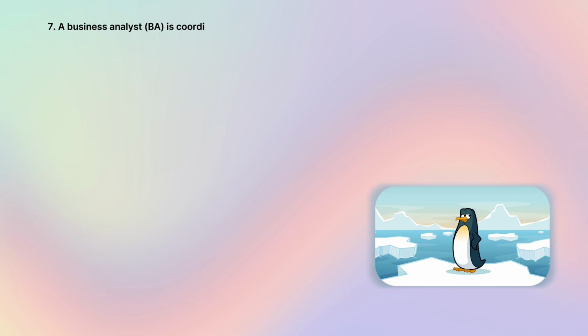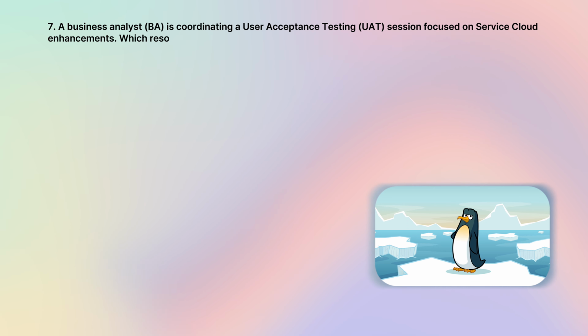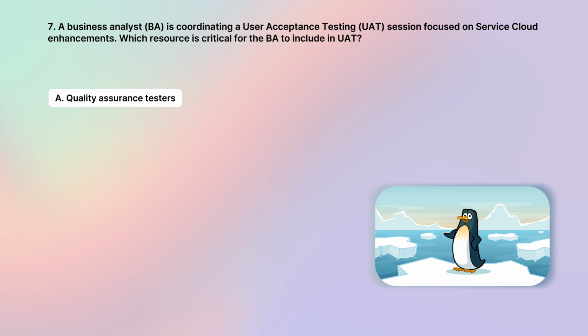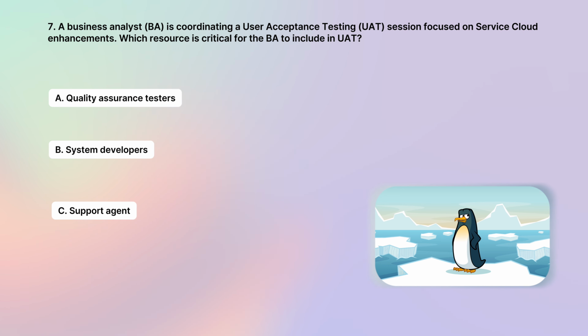Question 7. A business analyst, BA, is coordinating a user acceptance testing, UAT, session focused on Service Cloud enhancements. Which resource is critical for the BA to include in UAT? A. Quality assurance testers. B. System developers. C. Support agents.